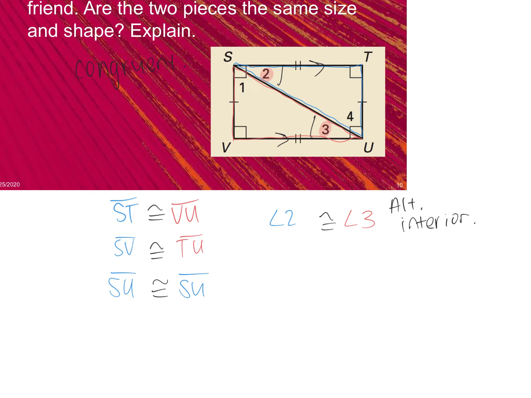All right, what other 2 angles are congruent? John? 1 and 3. No, I mean 1 and 4. So angle 4 from the blue triangle is congruent to angle 1 in the red triangle. Okay, very good. They're also alternate interior. Do you guys agree?